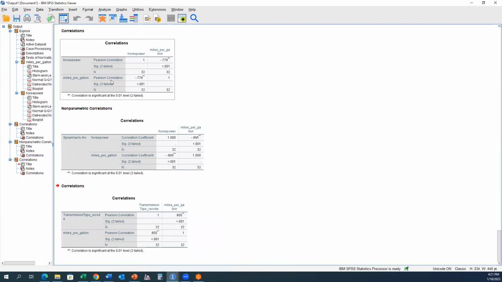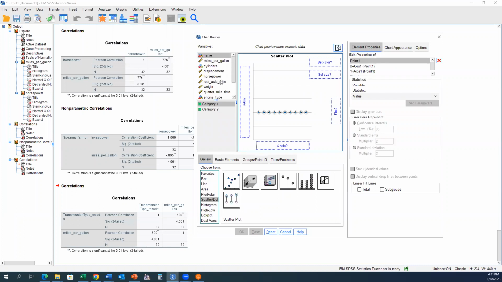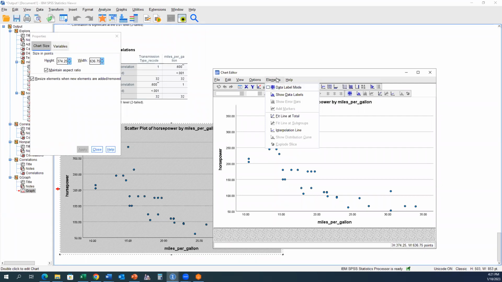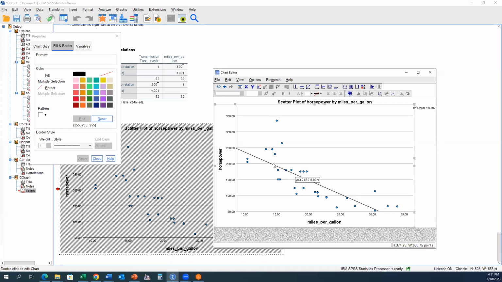And going back to our previous example, we did horsepower and mileage. Another thing I would do is run a scatter plot. So if you go to graphs and chart builder here, you can run a scatter plot to look at the relationship visually. Okay, so mileage goes here and horsepower goes here. And then you can see, there is clearly a negative trend here. As mileage increases, horsepower tends to decrease. And you can even draw a summary line for this. The fit line at total, that is going to give you the summary trend for the relationship.